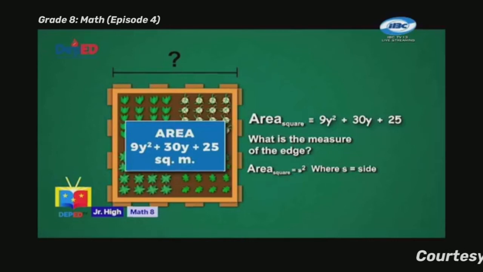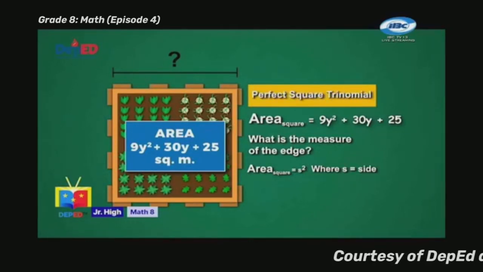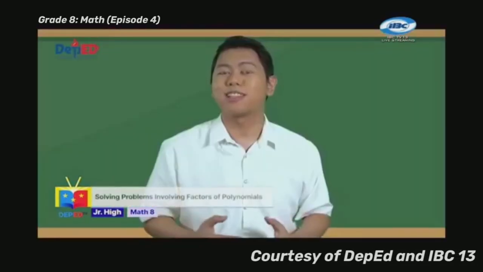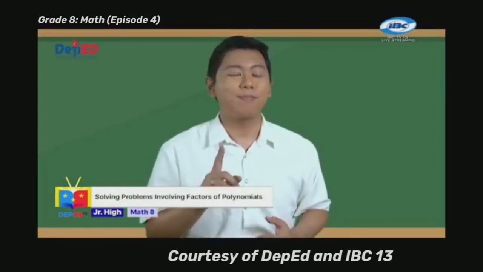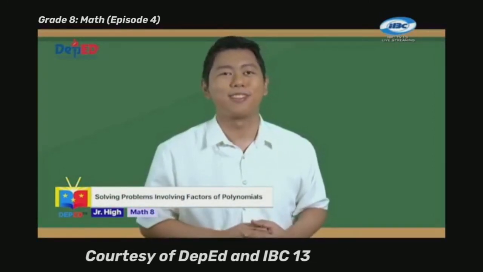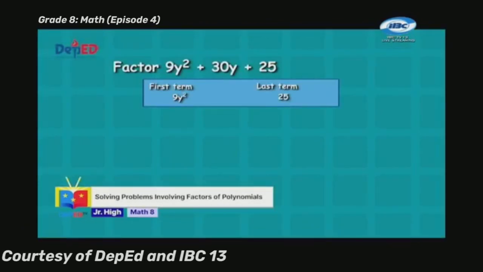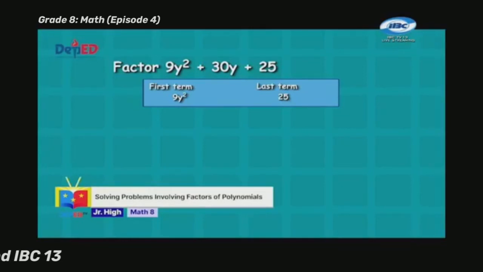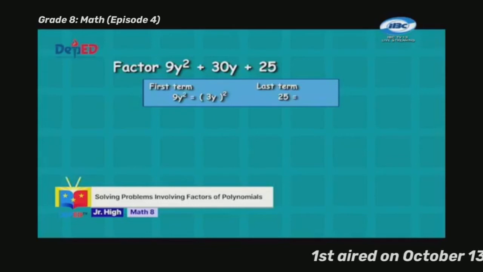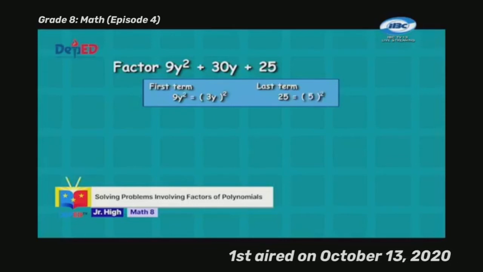The polynomial is also a perfect square trinomial, so it can be expressed as a square of a binomial, and that binomial is the answer to the problem. A perfect square trinomial can be factored by expressing the first and the last terms as squares of other expressions. What is 9y squared equal to? 9y squared is the square of 3y. How about 25? 25 is 5 squared.